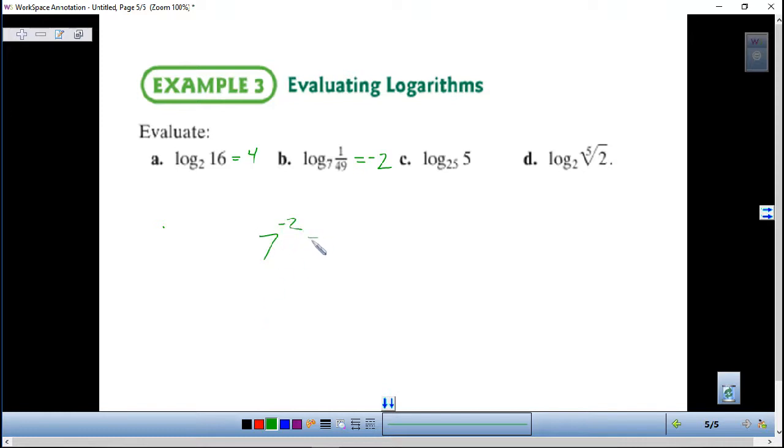7 to the negative 2 equals what? Well, 7 to the negative 2 is the same thing as 1 over 7 squared. Remember, the negative exponent means it's going to move to the bottom. And then what, of course, is 7 squared? 49. So we can always go back to the exponential form and check to see if we get the right answer.